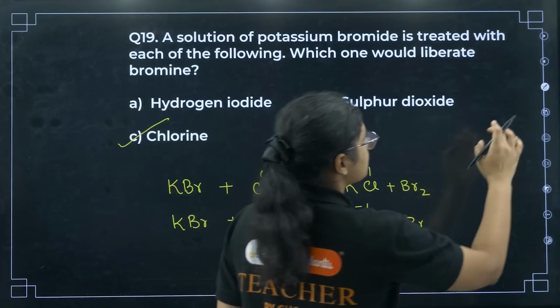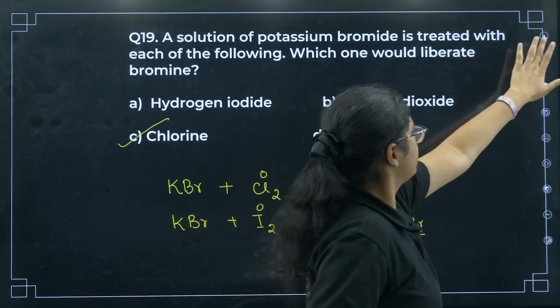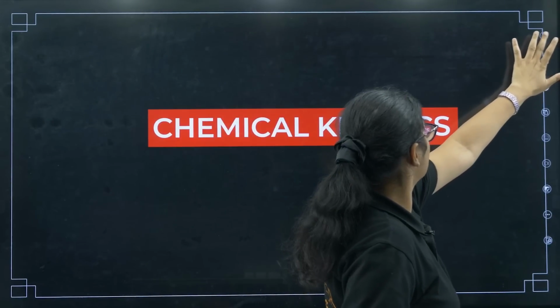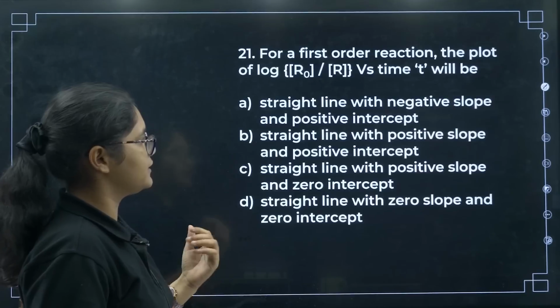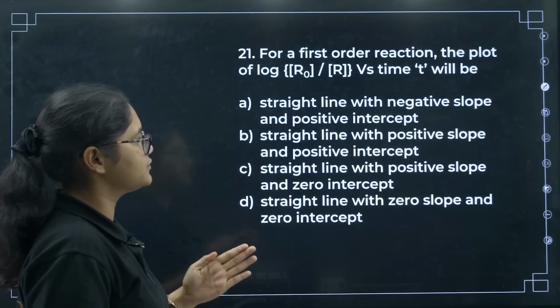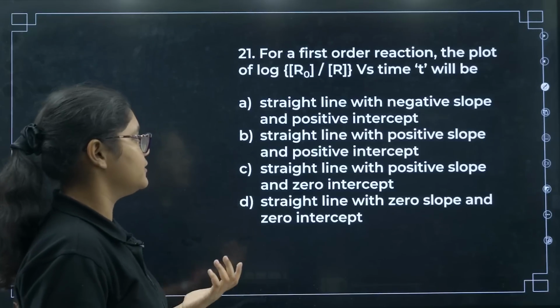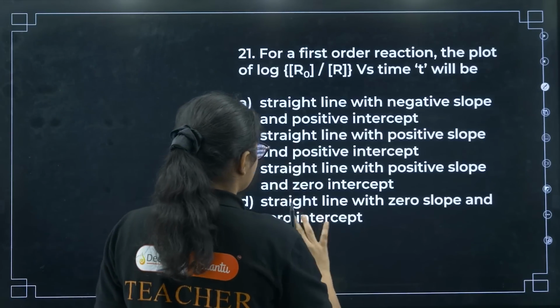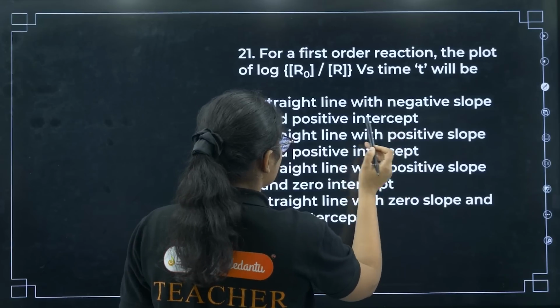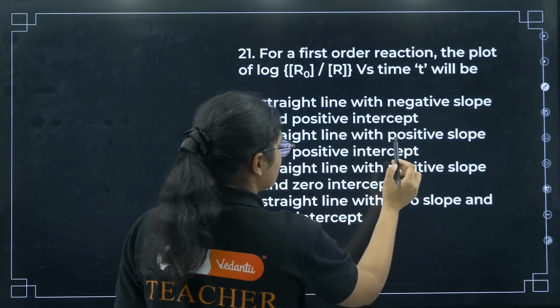Next, let us see question number 20. Now let us go to the next chapter, that is chemical kinetics. The question here is, for a first order reaction, the plot of log R0 by R versus time will be... it is always a straight line. With a negative slope and positive intercept? No, it is a positive slope.